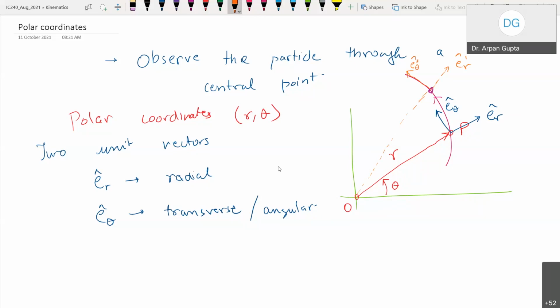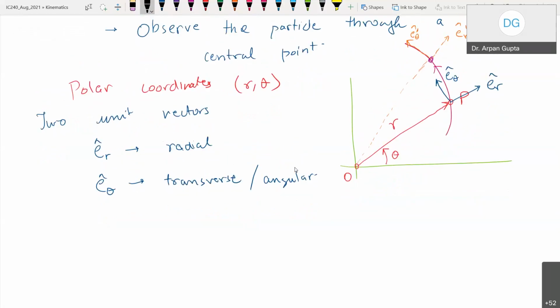So the vector directions are going to change. And again, let's draw the diagram for er cap and e theta cap. So this is er, and after a displacement, it has gone to er cap prime. And this has moved by an angle of d theta or delta theta. So this is delta theta.